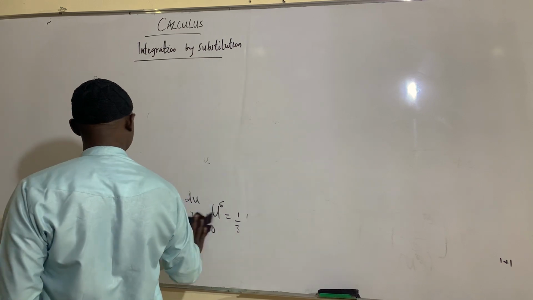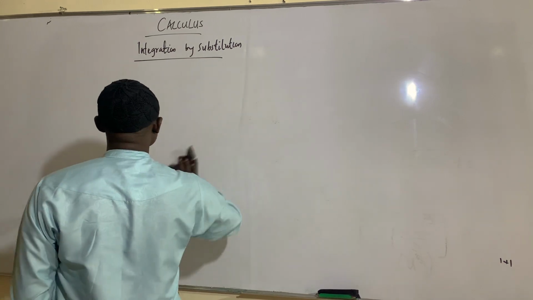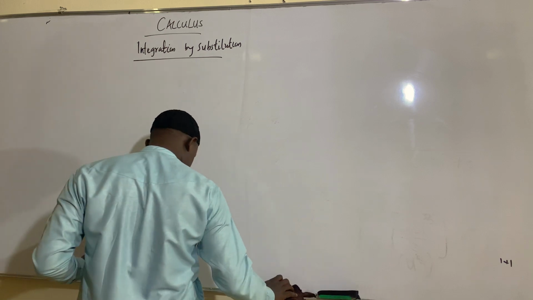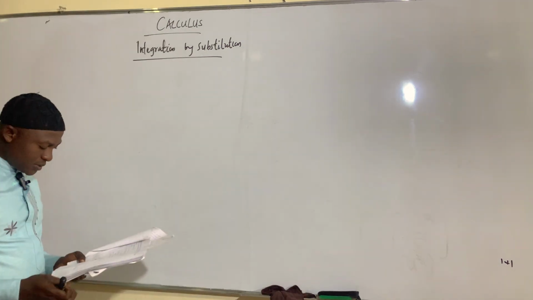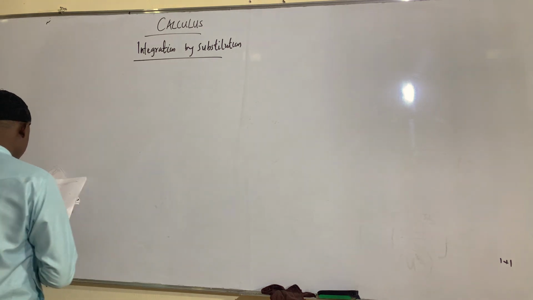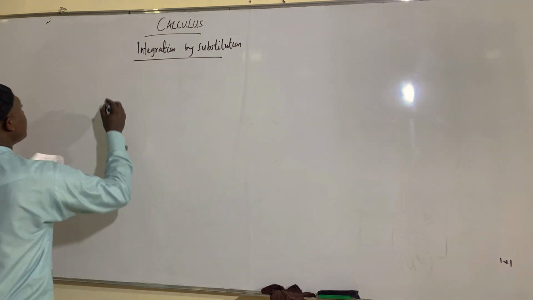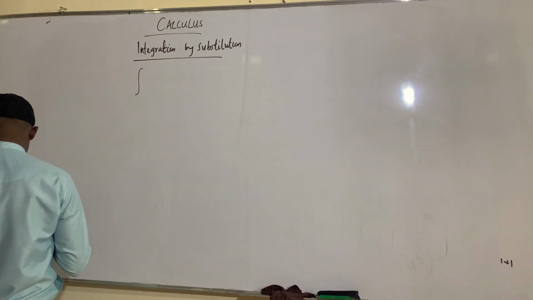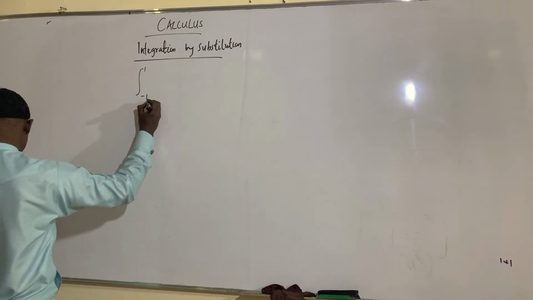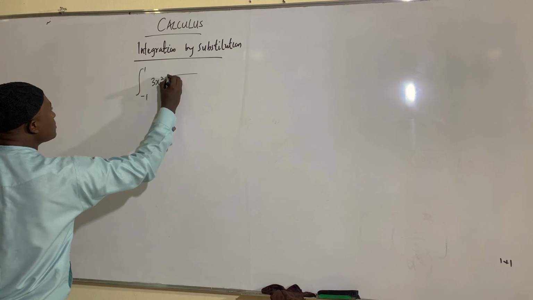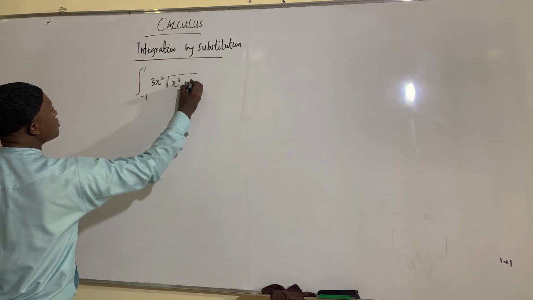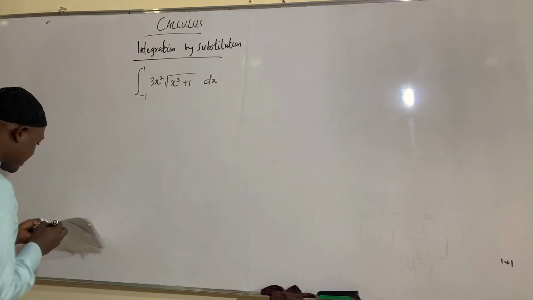So let's see how we are going to approach this one. Now, let's look at this. It's a use substitution formula to evaluate the integral of 1 minus 1, 3x squared root over x cubed plus 1 dx.